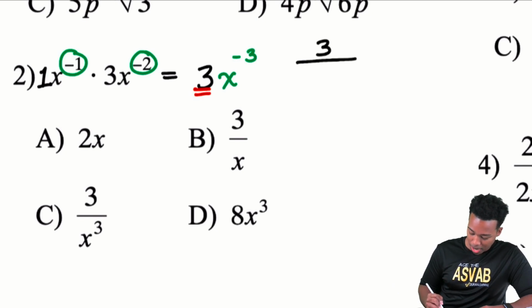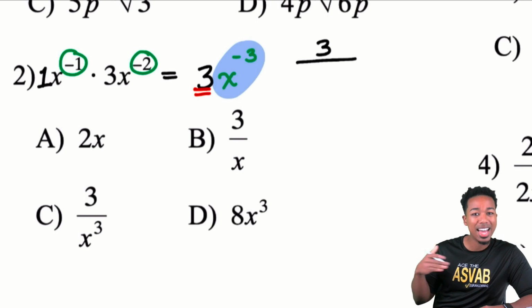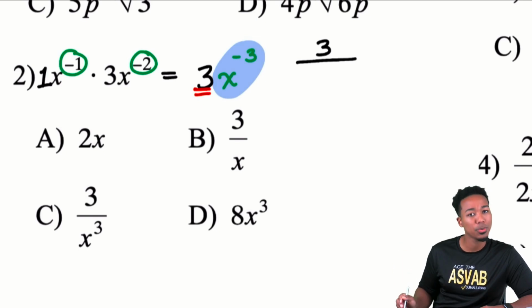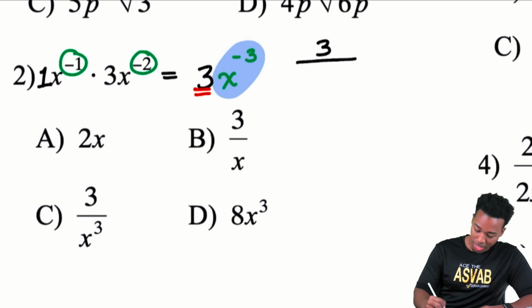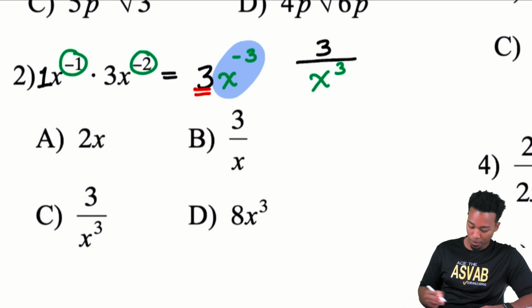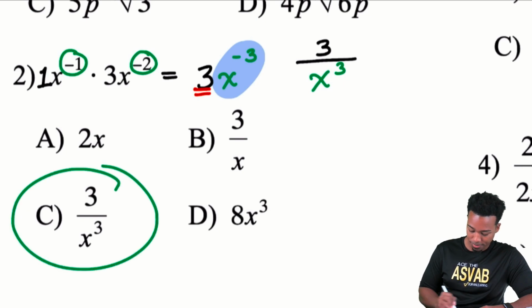It's the x to the power of negative 3. That's what's going to flip. Because x to the power of negative 3, remember, that's saying we're dividing by x 3 times. And so that'll move to the denominator, x to the power of 3, to turn it positive. And that's why when we look at our answer choices, C will be the correct answer.